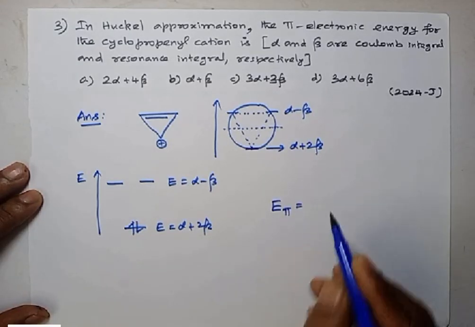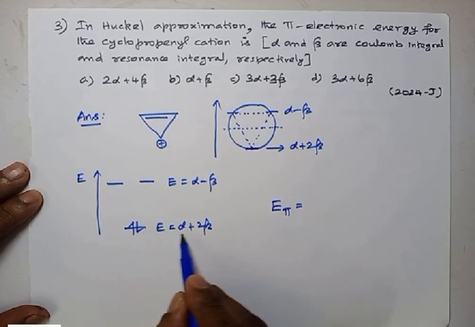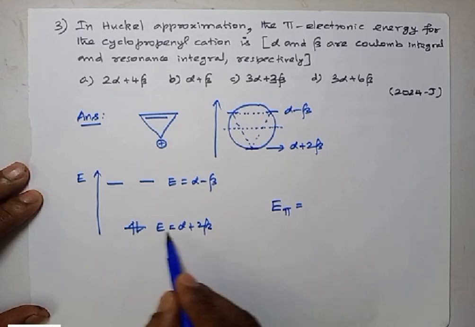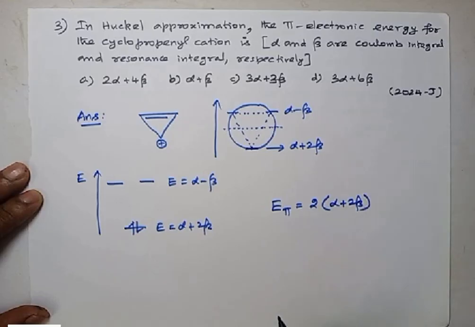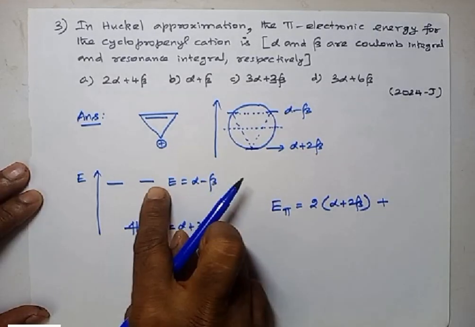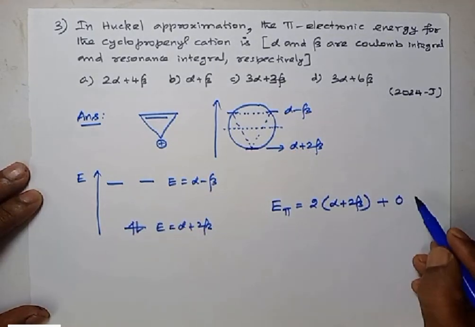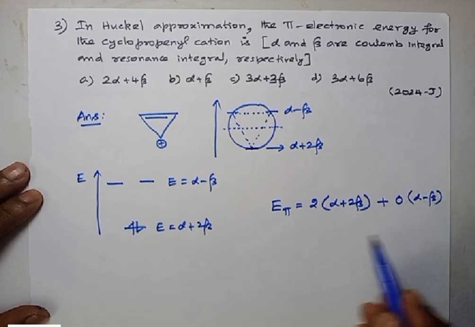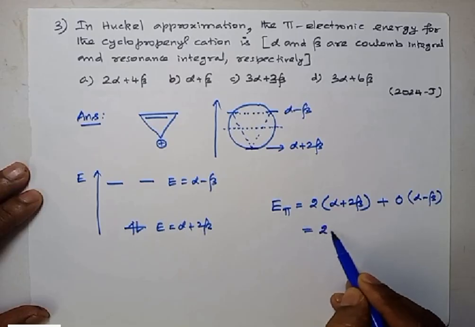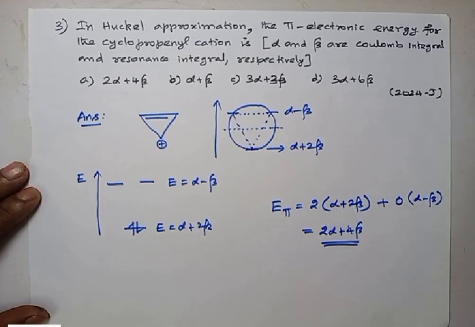Pi electronic energy is, see, in the lowest energy molecular orbital we have 2 electrons. For each electron the energy is alpha plus 2 beta. So I have 2 electrons now, so 2 into alpha plus 2 beta, right? Plus, is there any electron here? No. So there are 0 electrons in the degenerate level, and the energy of that level is alpha minus beta. Since it is 0, you need not consider. So multiply this by 2, so we'll get 2 alpha plus 4 times beta. This is the pi electronic energy of cyclopropenyl cation.